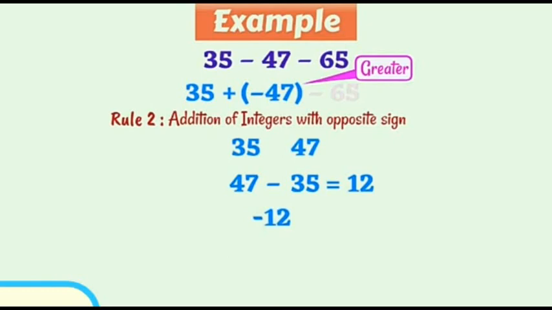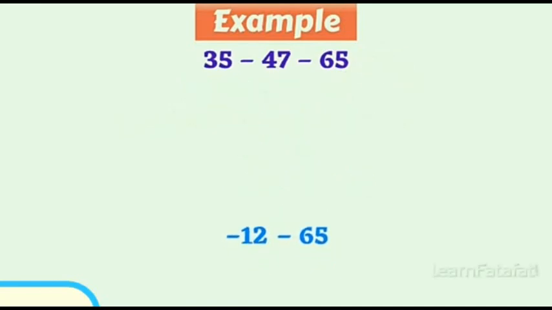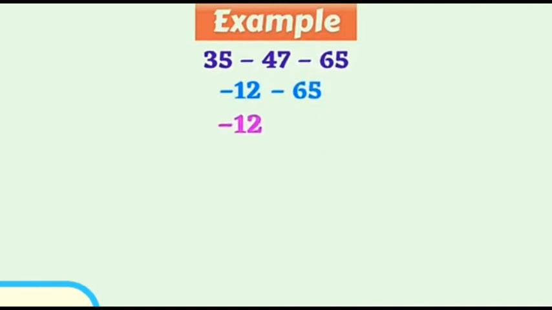Now the problem is simplified as minus 12 minus 65. Here 65 is to be subtracted from minus 12. So this is also subtraction. Let's convert it to addition problem by following keep, change and change. Keep minus 12. Change subtraction sign to addition. Change number 65 into its opposite minus 65. So we get minus 12 plus minus 65.